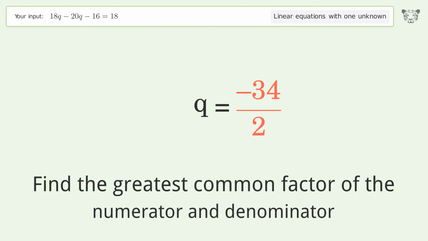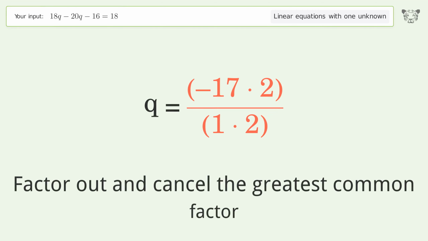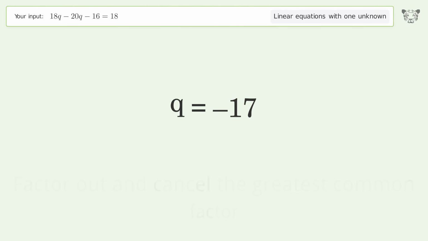Find the greatest common factor of the numerator and denominator. Factor out and cancel the greatest common factor. And so the final result is q equals -17.